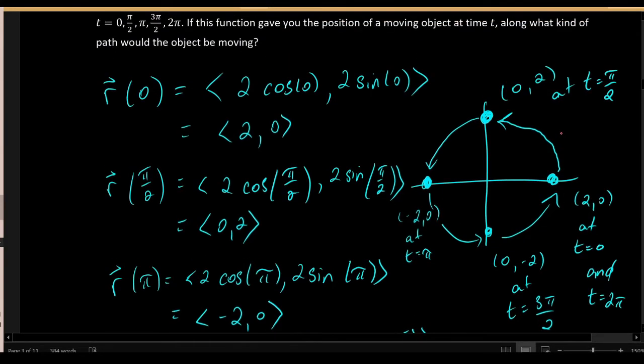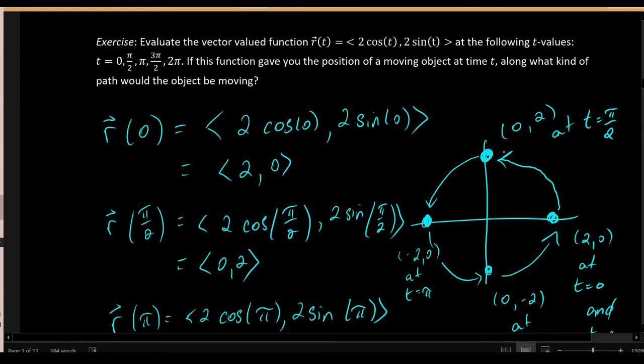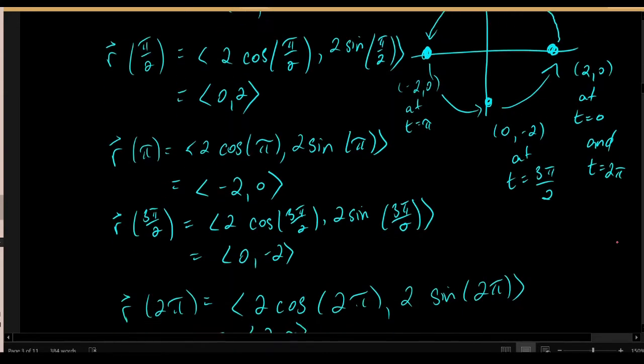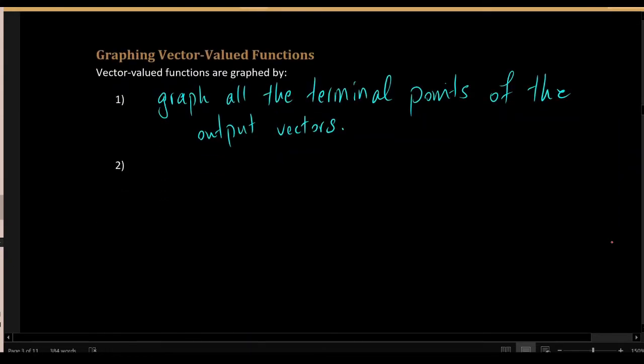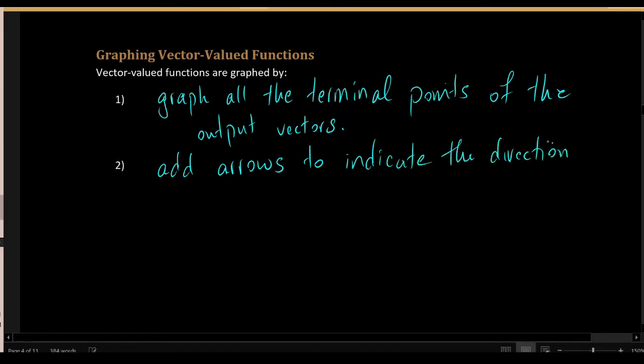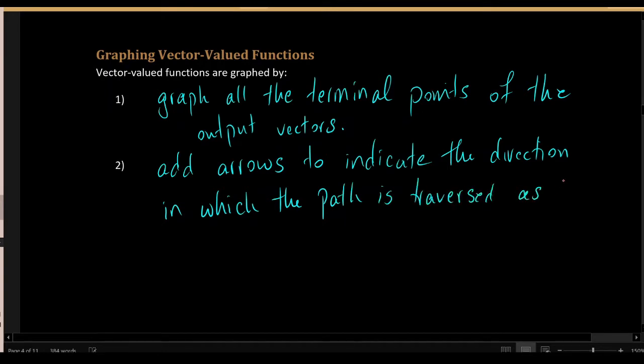But I also included arrows so that someone looking at this graph would know whether the circle was being traversed clockwise or counterclockwise. So when you're graphing a vector-valued function, the next thing that you have to do is add arrows to indicate the direction in which the path is traversed as t increases.